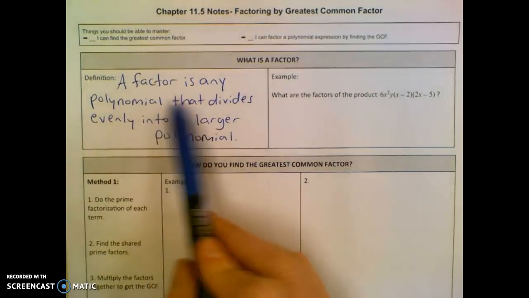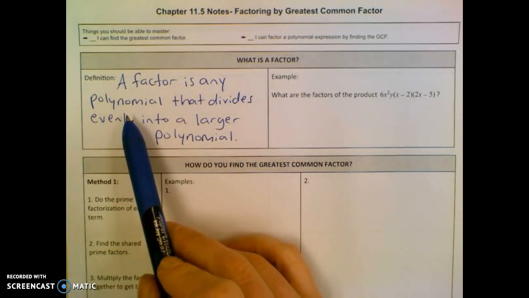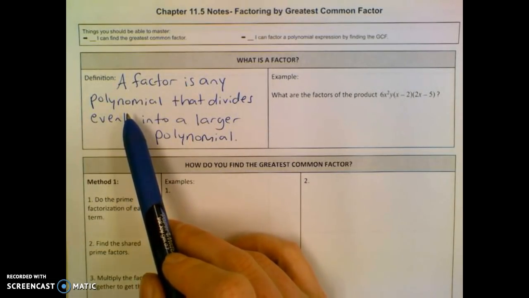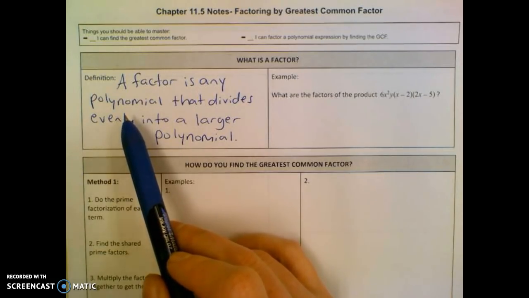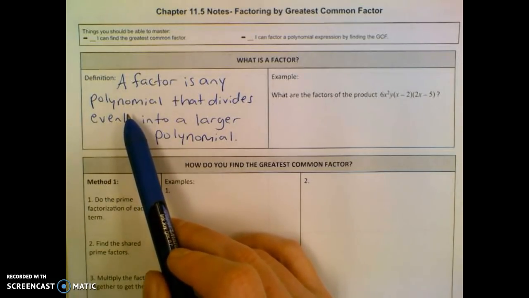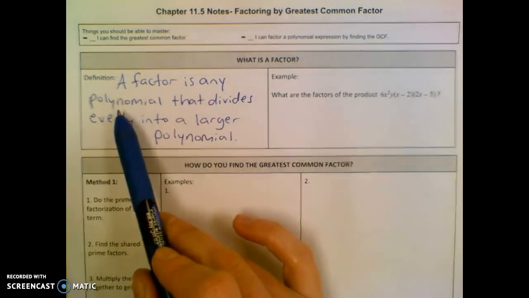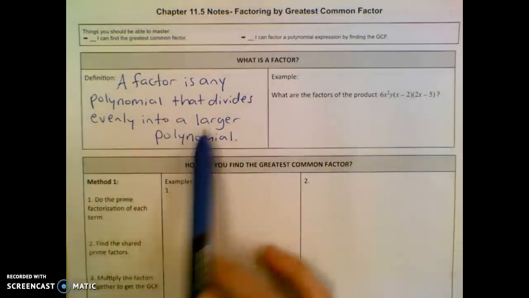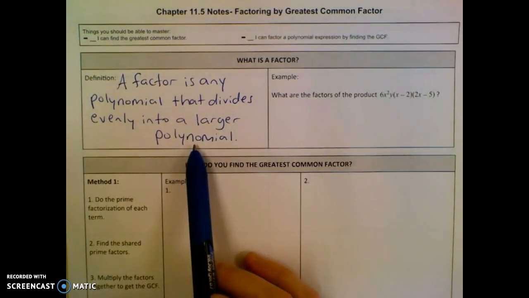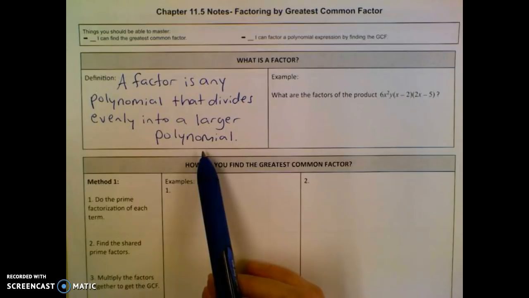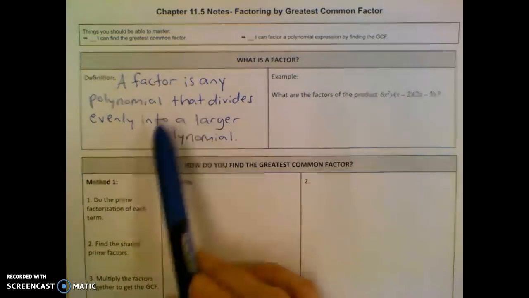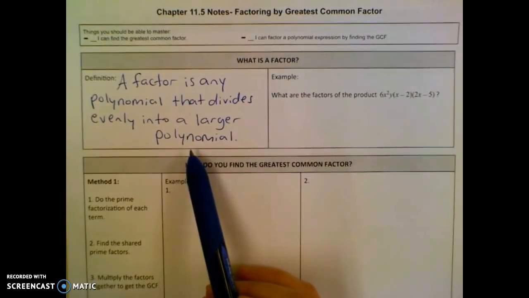So a factor is any polynomial, and remember a polynomial can be 6 or 7x squared or 7x to the 12th power, anything that has an exponent that's not a negative or a fraction or a decimal. So a factor is any polynomial that divides evenly into a larger polynomial. That basically means all of the factors of a polynomial can be multiplied back out to get that larger polynomial.